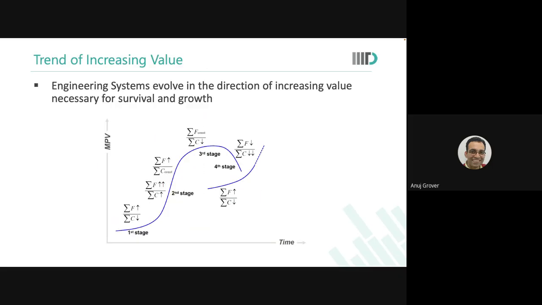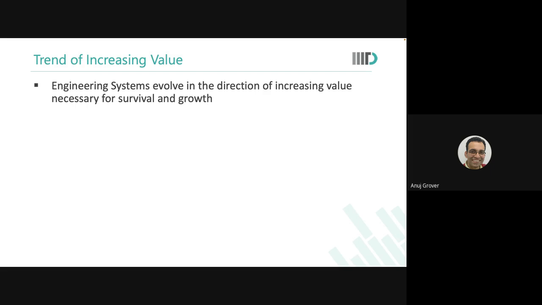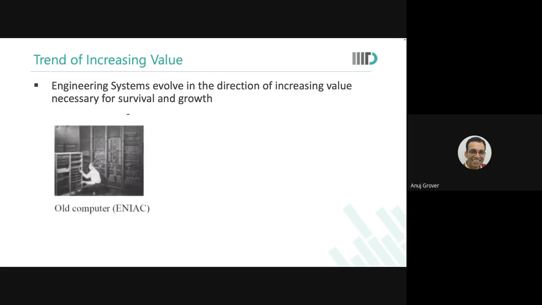And as I said, you have to initiate the next curve actually well before your second stage or third stage is about to be entered. If you do it later, you will see that something is stagnated and then your overall growth slows down. So this is about the trend of increasing value.